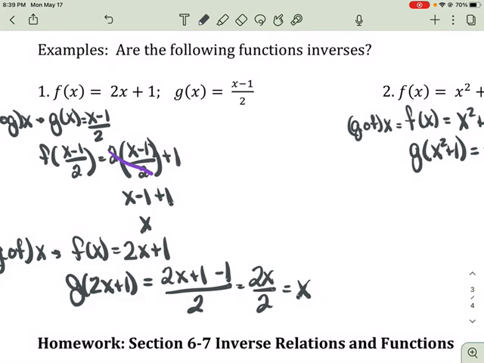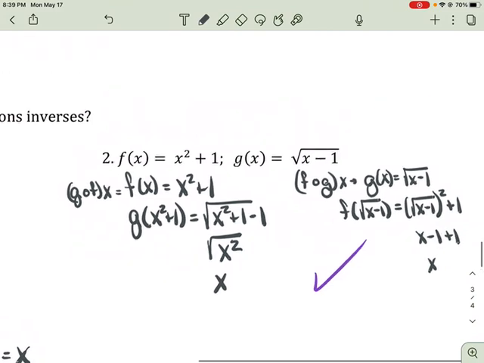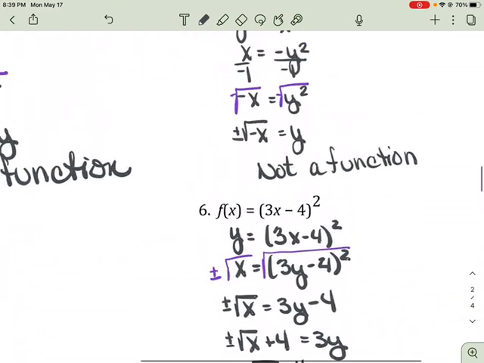There are some problems I left blank for you guys, like 2 and 4 and number 2, and prove the composition. Why don't you give those a try? We'll check our answers and see how we did. So I'm going to start with this one. Yes, these are inverses of each other, because they both equal x.